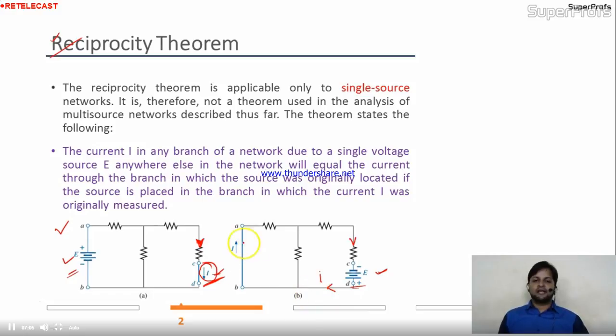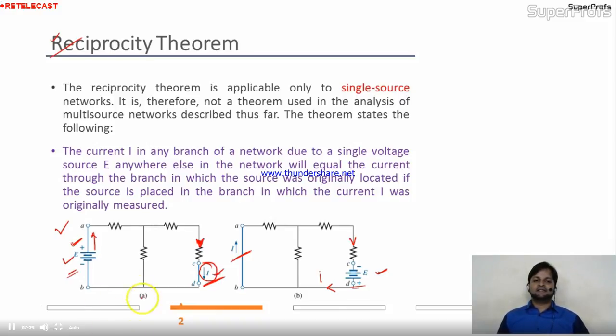Okay. And in this branch where the source was initially placed, I replaced that by the current, and the direction of current is like this. Is it okay? So if we do like this, there is no change in the circuit.